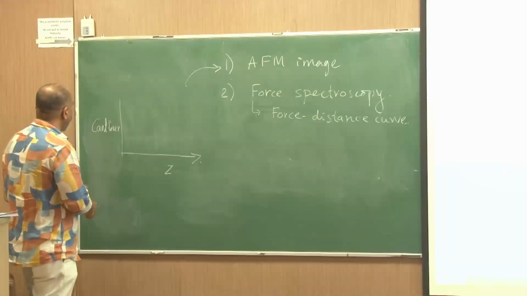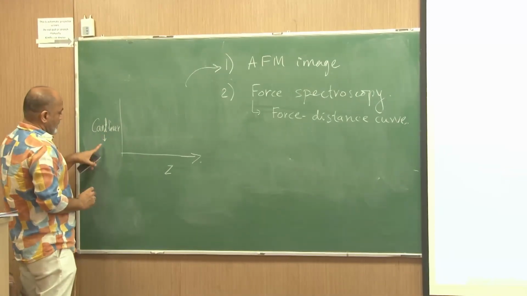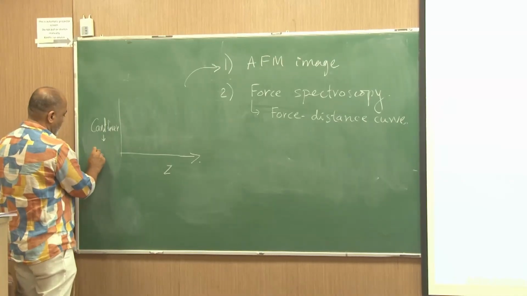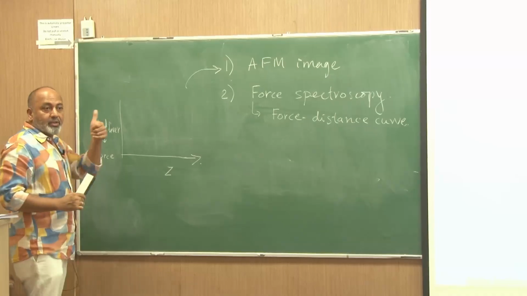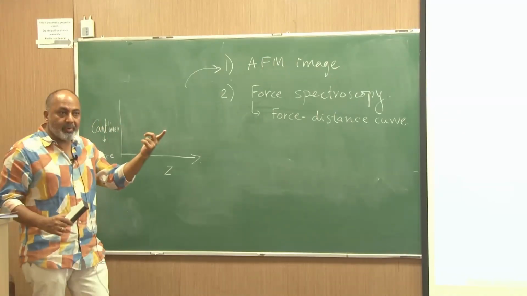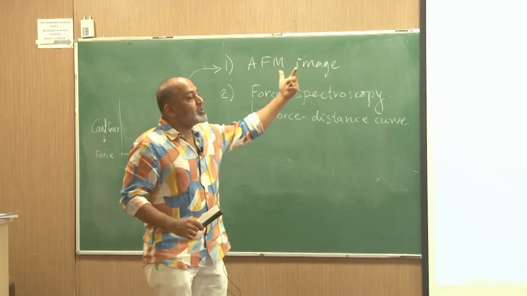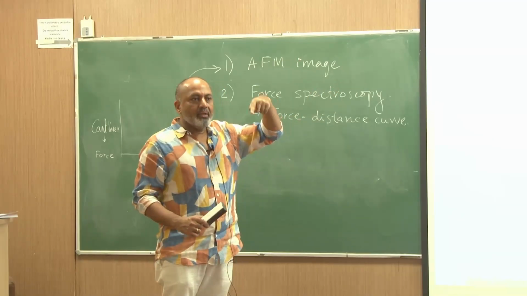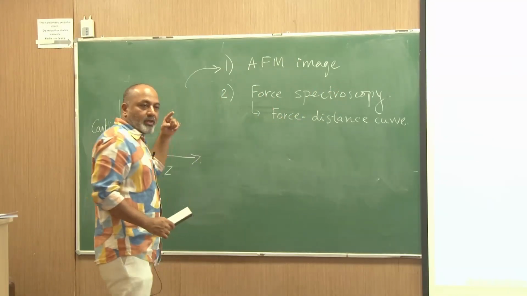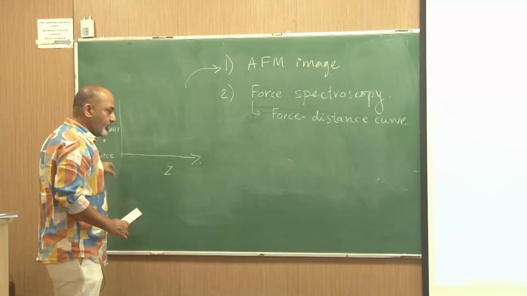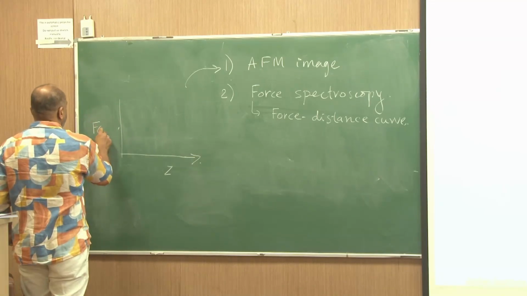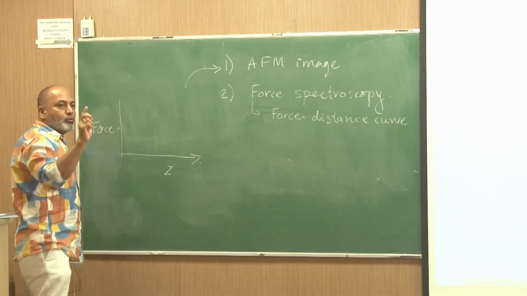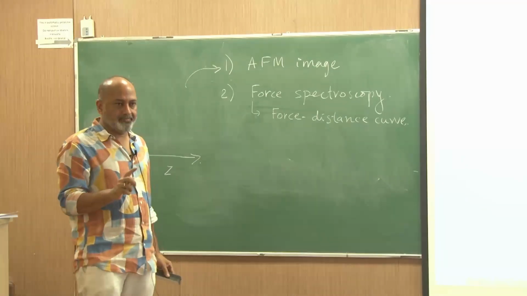This cantilever signal will correspond to force through a calibration method. If you know the cantilever stiffness, you know how much bending of the cantilever corresponds to how many volts, that gives you bending. That bending multiplied by the cantilever's constant gives you the force acting on it. So essentially on this axis you will have force, and what is this force?